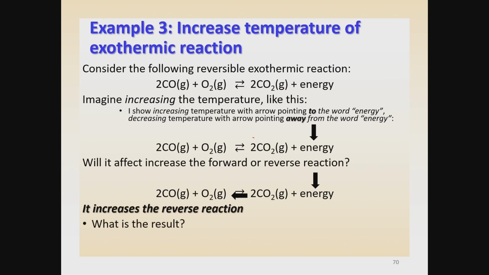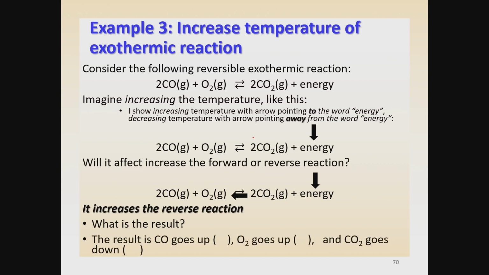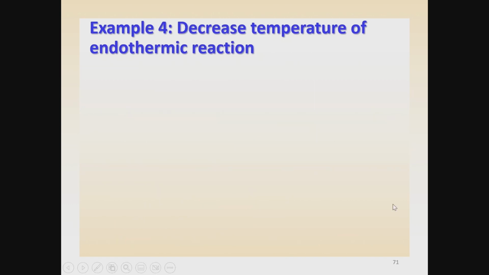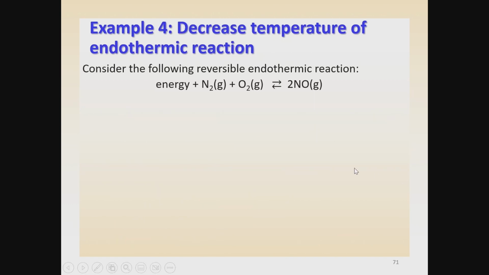So let's imagine what happens to the concentration of these molecules when you increase the reverse reaction. As you might expect, if you increase the reverse reaction, the carbon monoxide will go up, the oxygen will go up, but the carbon dioxide should go down. And that's all indicated here. Okay, so now we go through our next example.